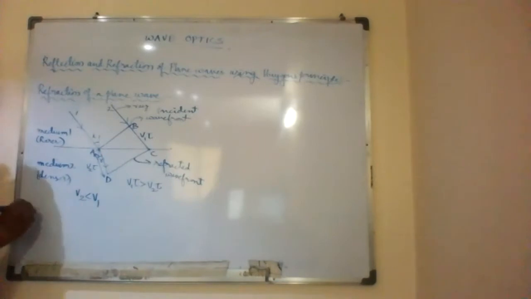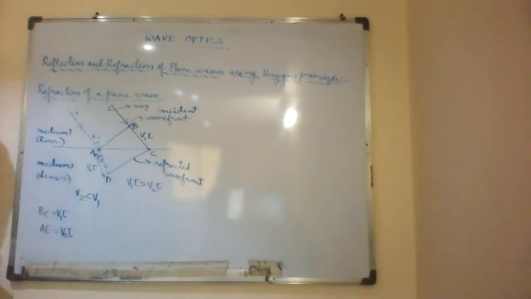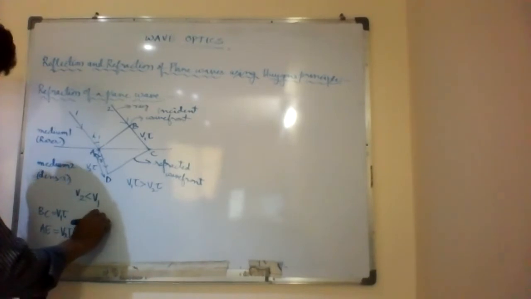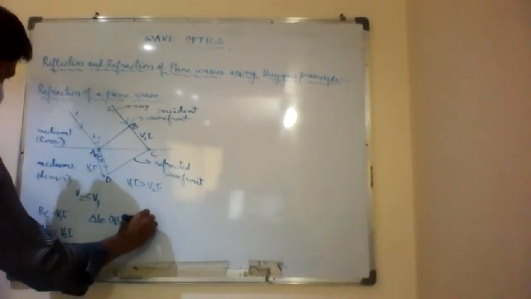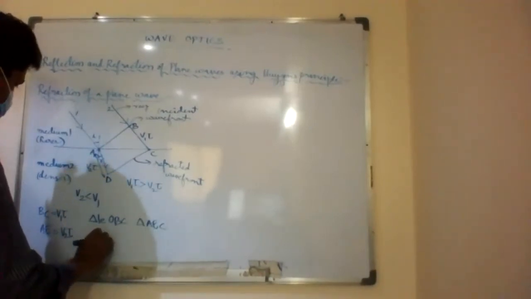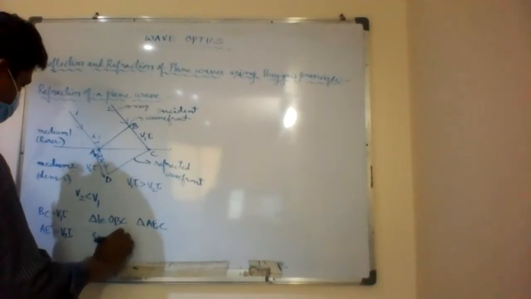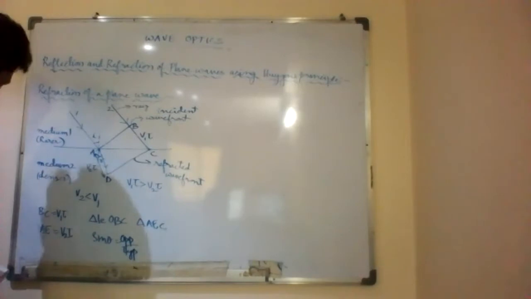So I will write the distances now. BC is equal to what? V1 tau, and AE is equal to V2 into tau. Now we'll draw the triangles, triangle ABC and triangle AEC. So we write sin theta is equal to opposite side by hypotenuse.